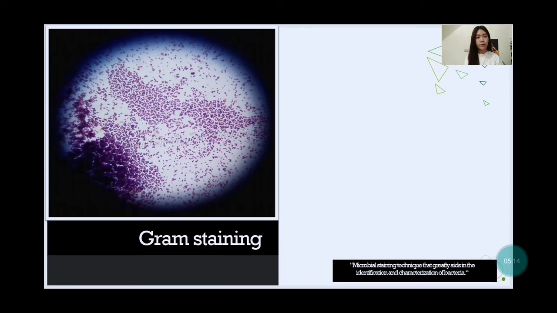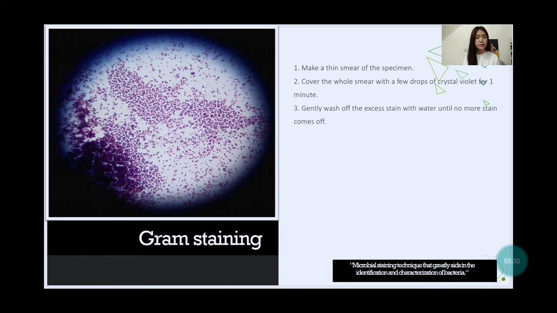Now I am going to elaborate the procedure of Gram staining. First, make a thin smear of the specimen and then cover the whole smear with a few drops of crystal violet for 1 minute. Next, gently wash off the excess stain with water until no more stain comes off. Next, put a few drops of Gram's iodine over the smear and let stand for 1 minute. And then, wash off the iodine with water.